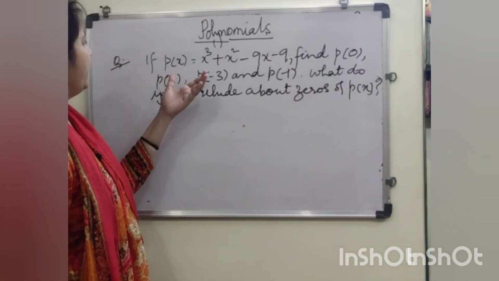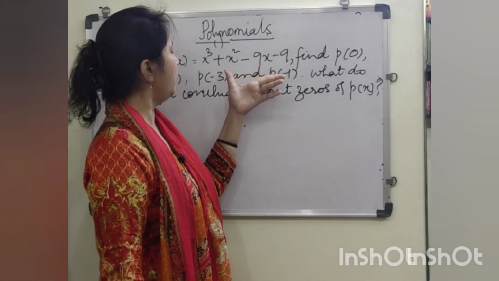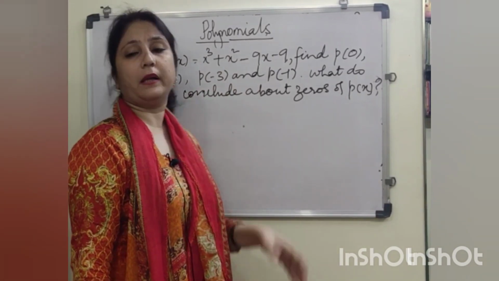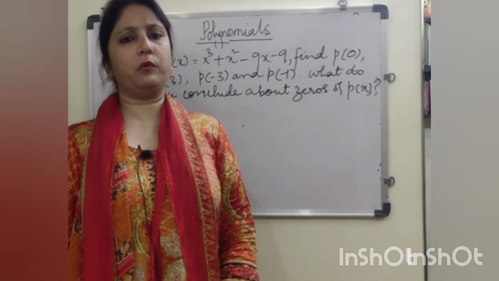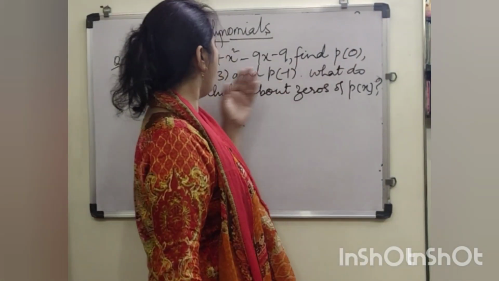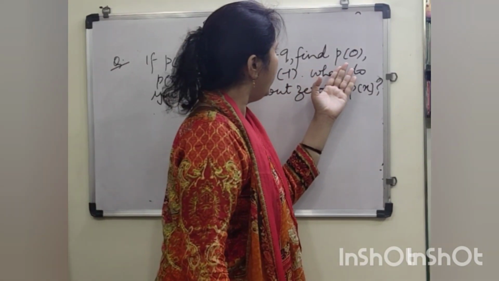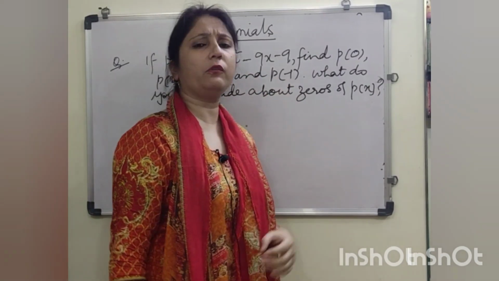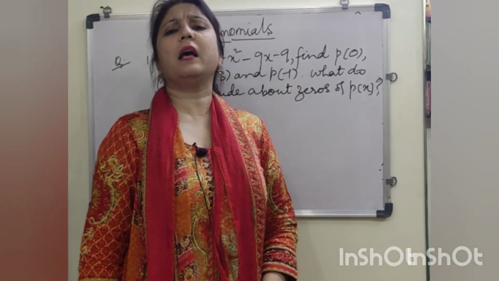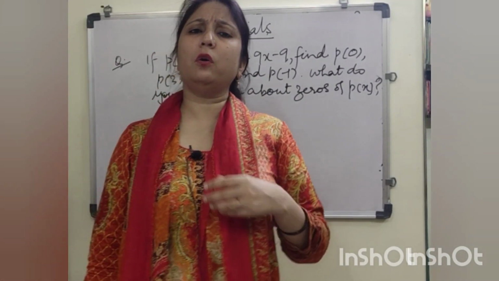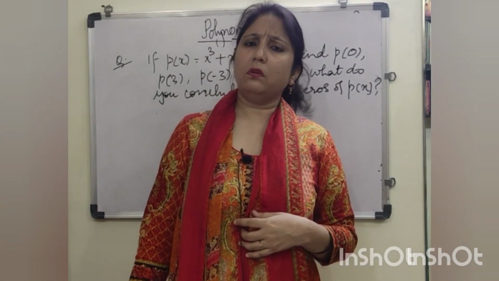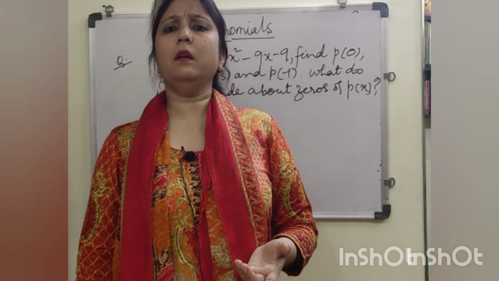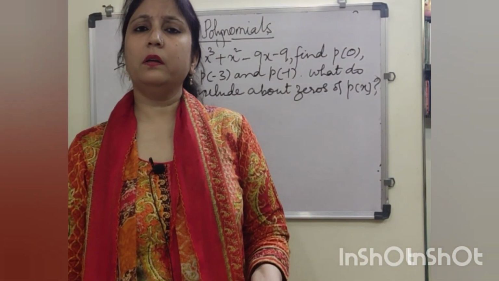Children, here is a question. p(x) is equals to x cube plus x square minus 9x minus 9. A polynomial is given to you. You are asked to find its value for x equals 0, 3, minus 3, minus 1. Then they are asking, what is the conclusion? Is there any zeros of polynomial or not?